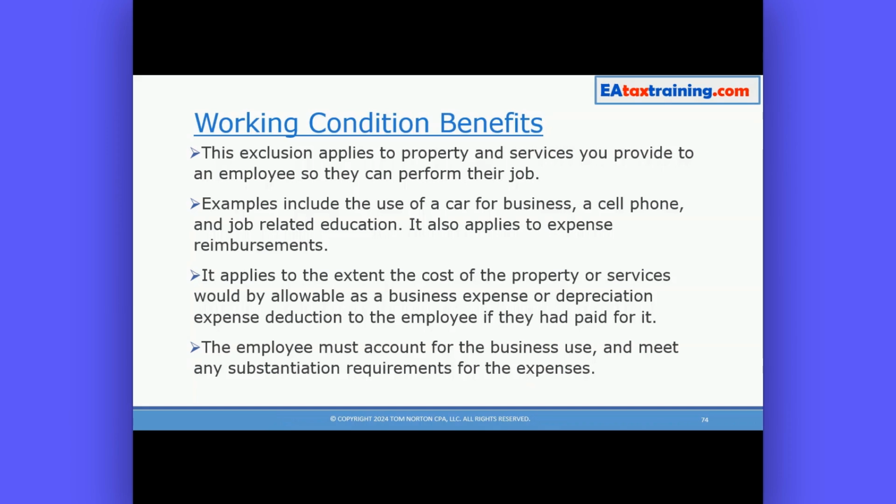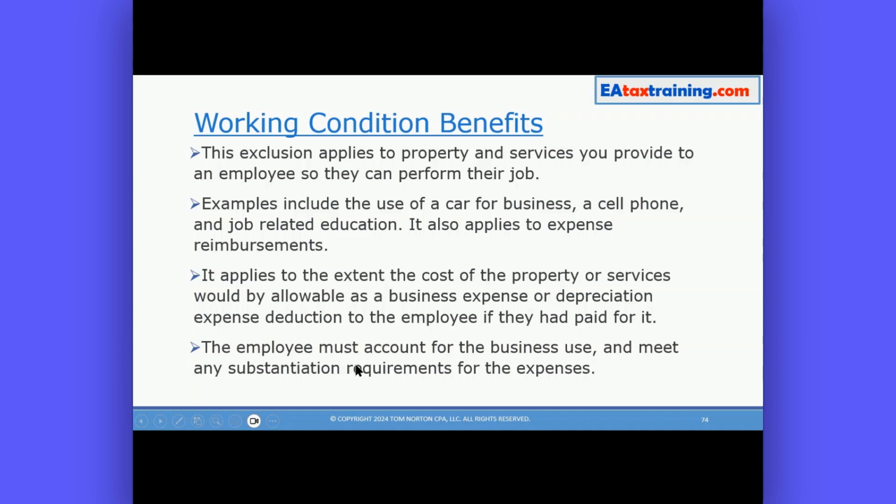And remember, we said education, you're limited to $5,250 a year of reimbursement. You could have more than that if it falls into this working condition benefit category. It applies to the extent that the cost of the property or services would be allowable as a business expense or depreciation expense if the employee had to pay for it themselves. So that's when this applies.